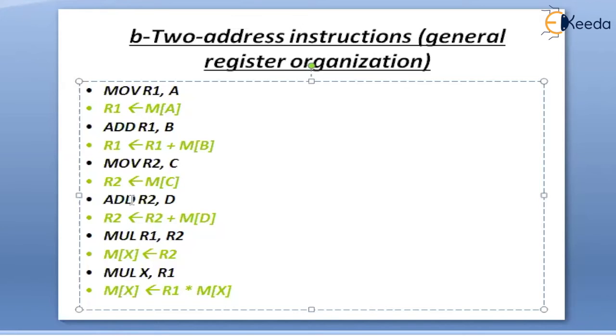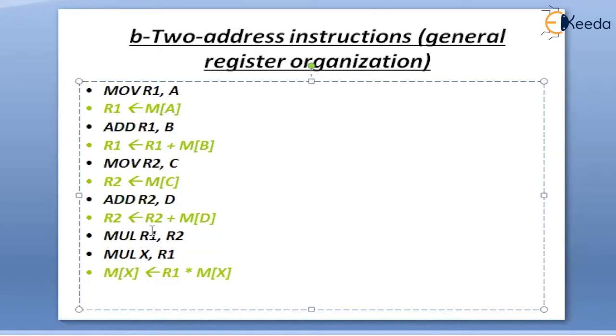Then we'll perform ADD R2, D. That is, the value of D will get added to R2. After executing ADD R2, D, in R1 I have A plus B. In R2, I have C plus D. Now what we have to do is perform MUL R1, R2. When you perform MUL R1, R2, R1 and R2 will get multiplied and will get stored in R1.